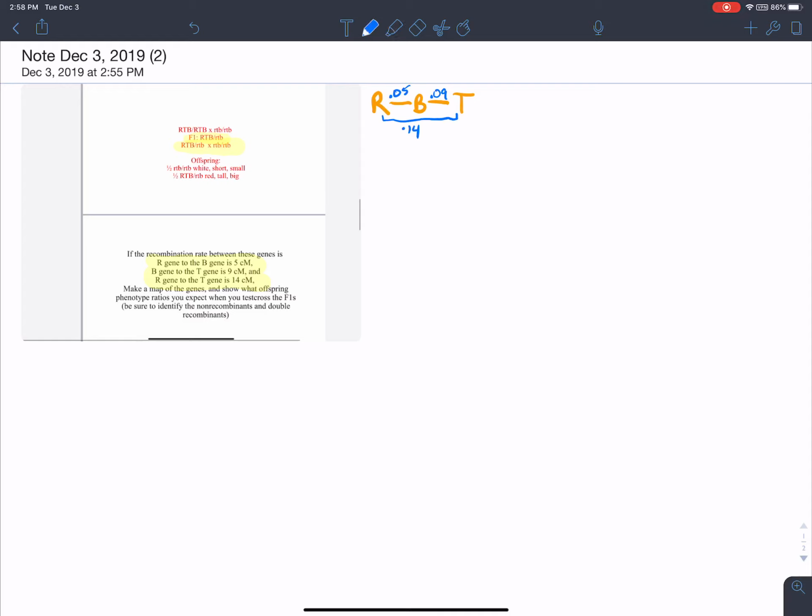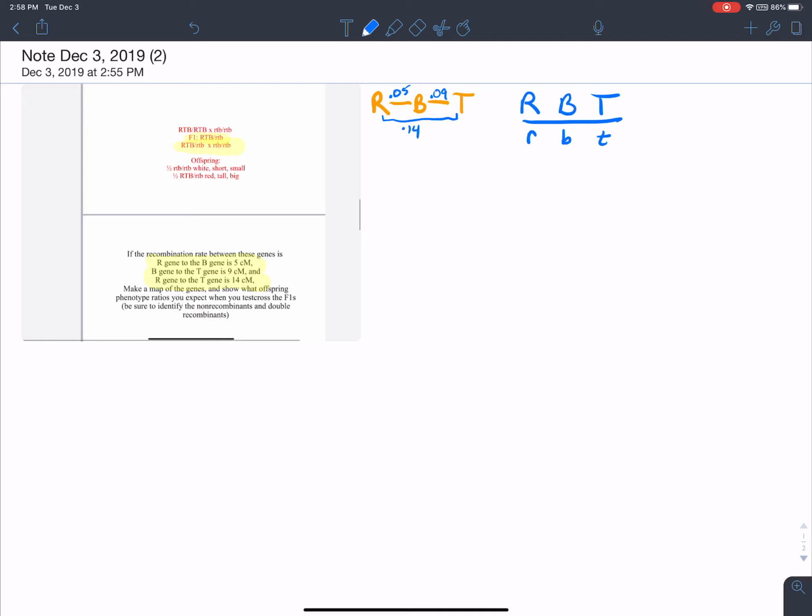So we need to write down our linkage phase. R, T, B. And we've got to write it in the right order. Looks like it was already in the right order. Wait. Closest together is R and B, yes. Then B and T. Okay, so they're not in the right order already. R, B, T, R, B, T.